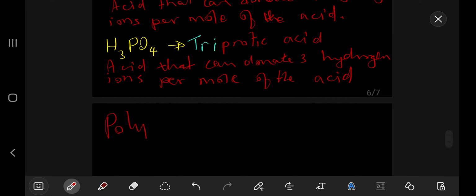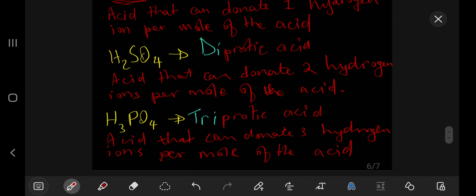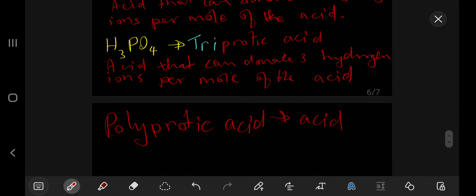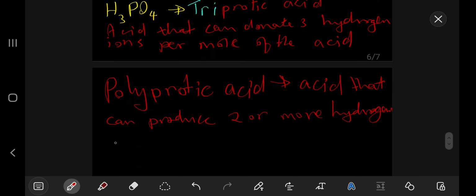We call it polyprotic. So polyprotic acid, poly means many. It can produce 2 or more, right? So it means H2SO4 is polyprotic. H3PO4 is also polyprotic because it can produce two or more hydrogen ions or protons per mole of the acid.